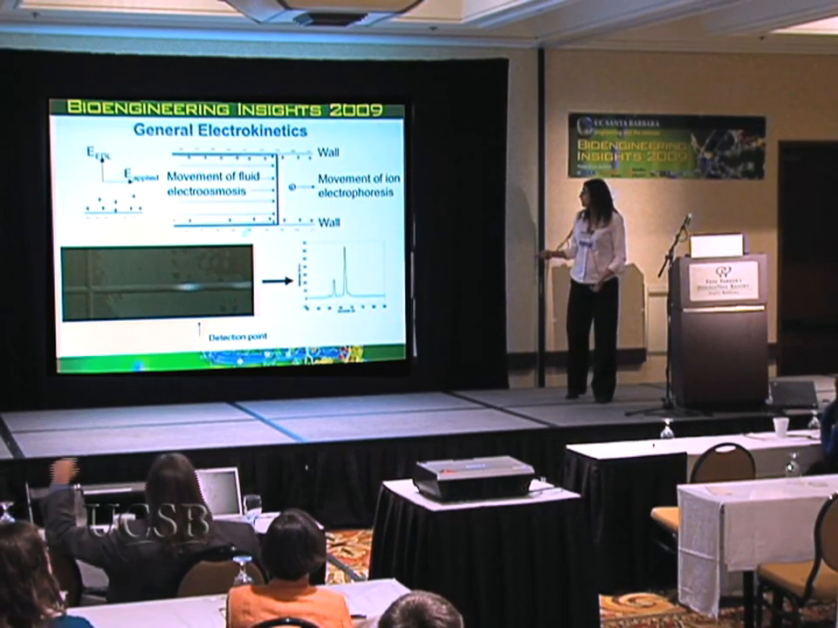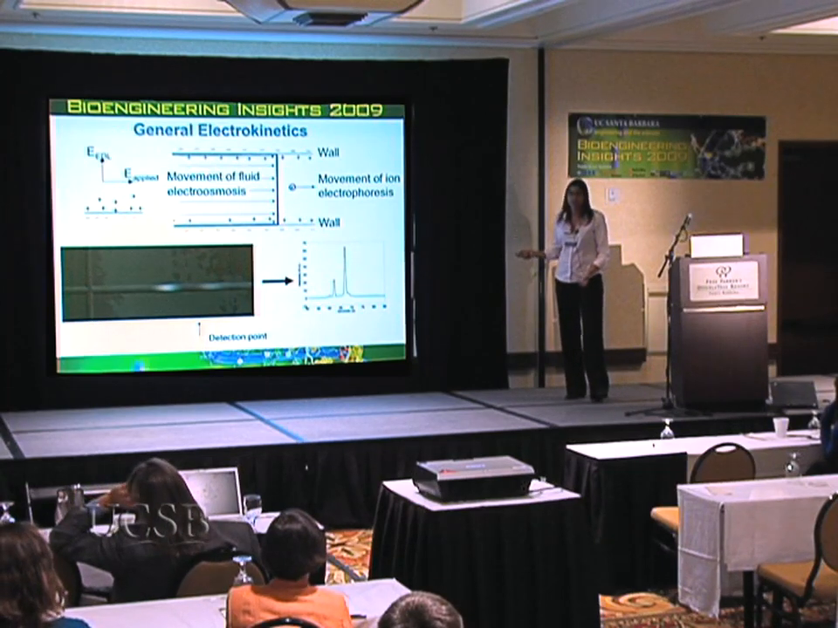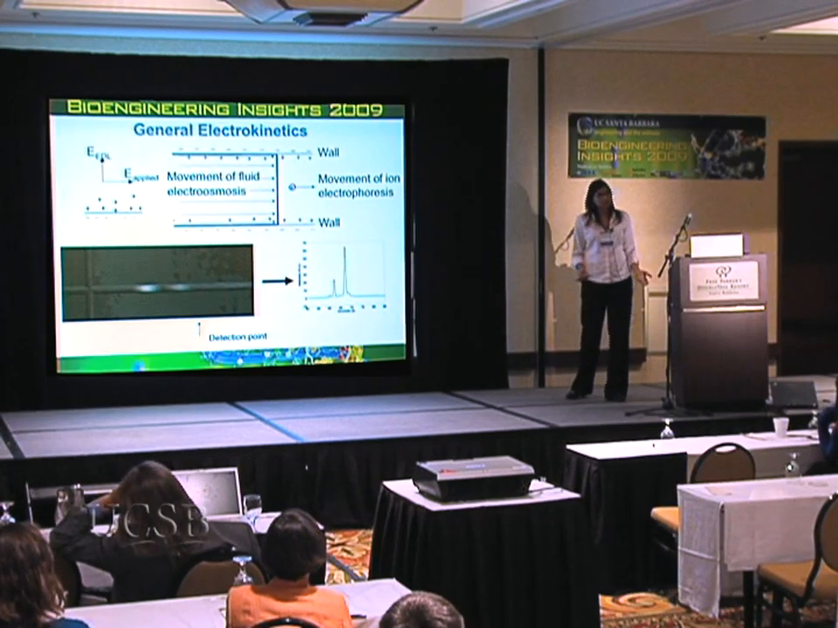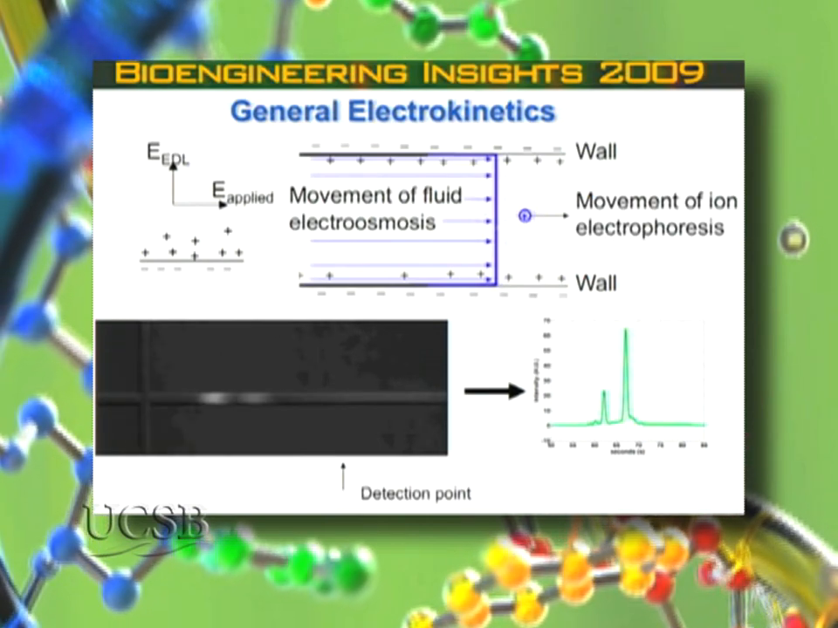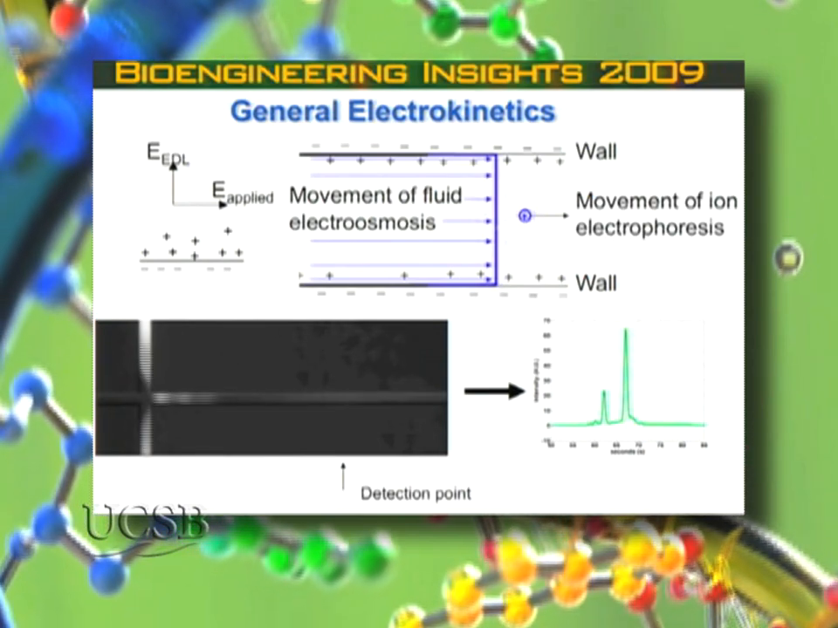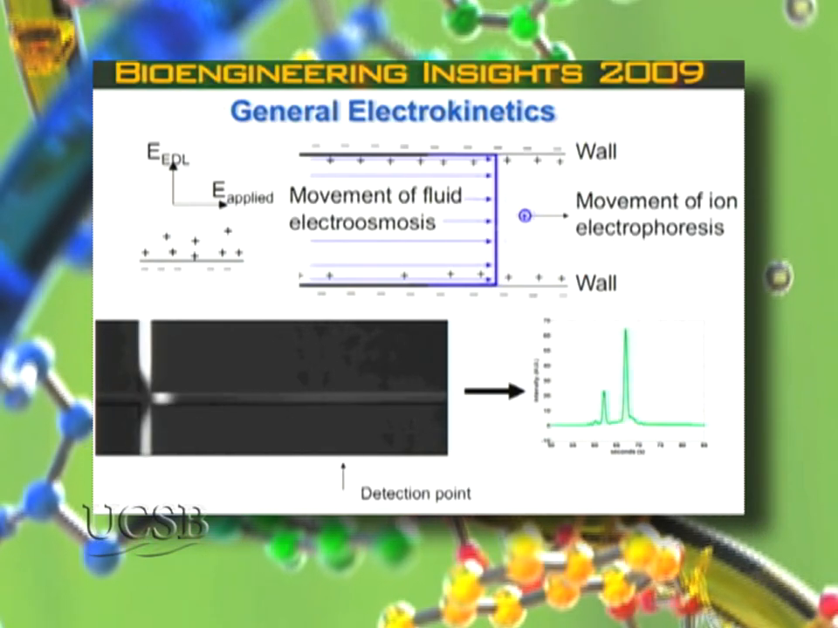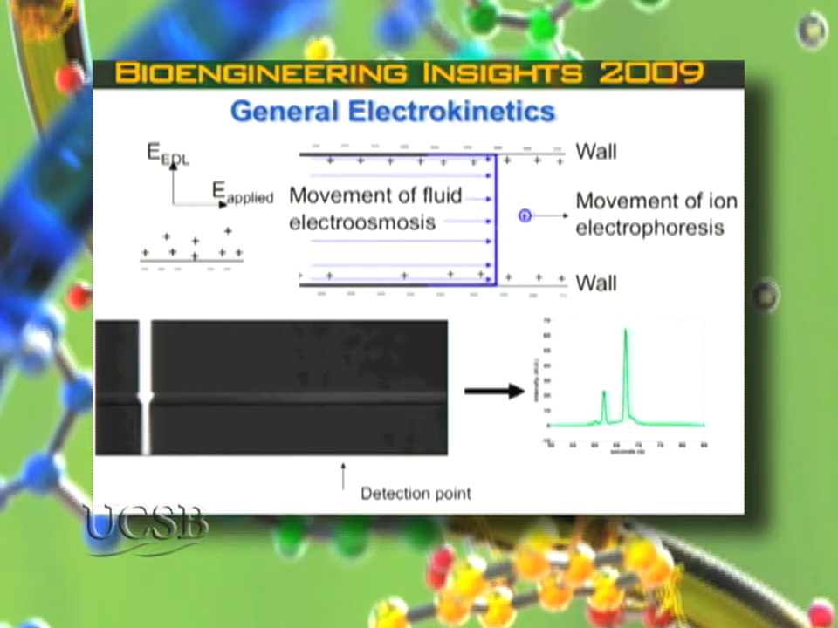How does that work? Well, every wall in a channel is charged. Almost every surface is charged. We generally use silica, glass. Glass is negatively charged. So when you put a fluid, an electrolyte solution, into that channel, you get a region of ions that are positively charged, that are attracted towards the wall.